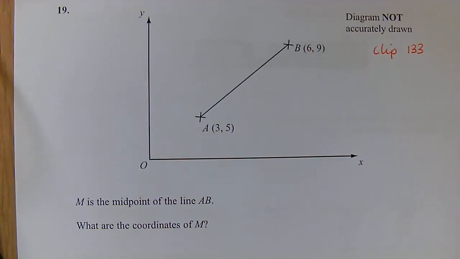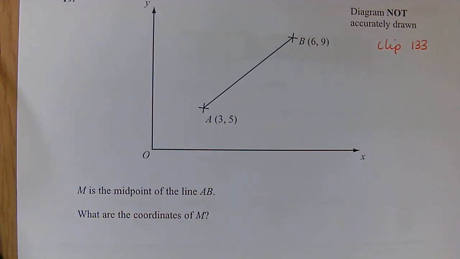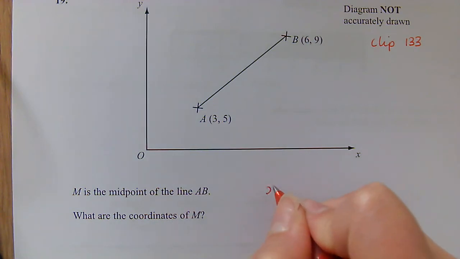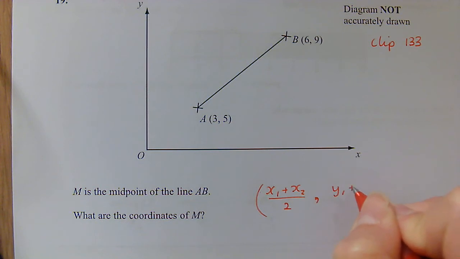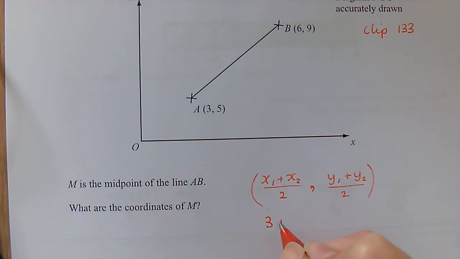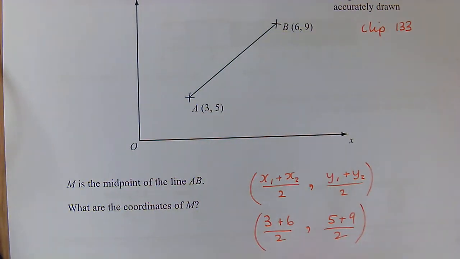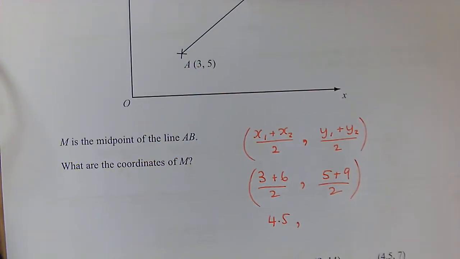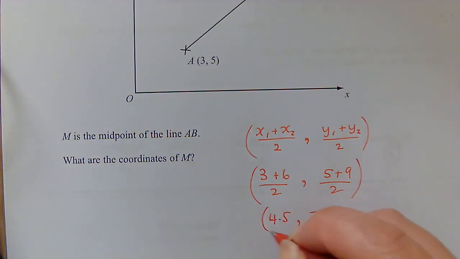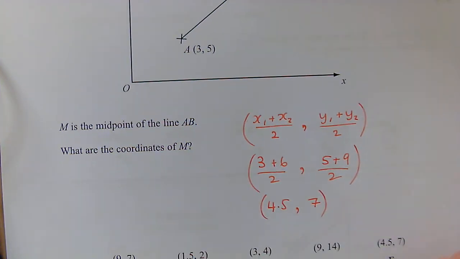Okay, question 19. Midpoint of a line. We've got our 2 coordinates. So for this one, we're adding our 2 x coordinates and dividing by 2, and then adding the 2 y coordinates and dividing by 2. So we've got our 3 plus 6 over 2 and our 5 plus 9 over 2. So 3 plus 6 is 9, half of 9 is 4.5, and then 5 plus 9 is 14, half of 14 is 7. So 4.5, 7, which is E.